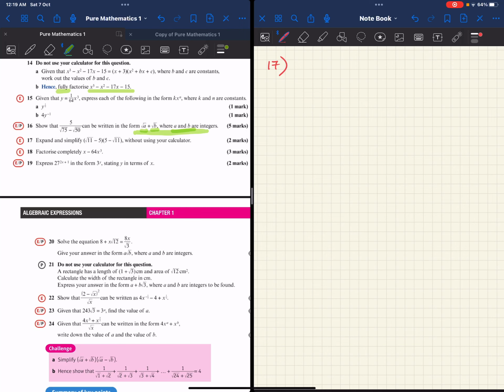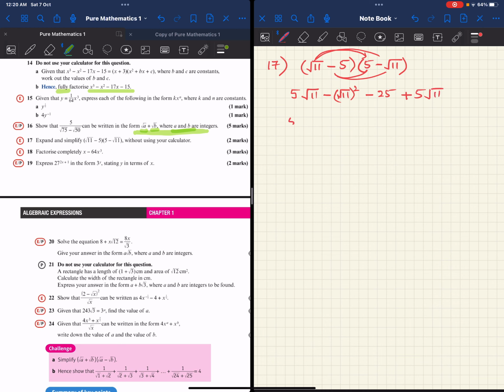Question number 17. Expand and simplify (root 11 minus 5) into (5 minus root 11). We multiply this just like we normally multiply any brackets together. So we get 5 root 11, and then root 11 into minus root 11 gives us minus root 11 squared, and then minus 5 into 5 is minus 25, and minus 5 into minus root 11 is positive 5 root 11.